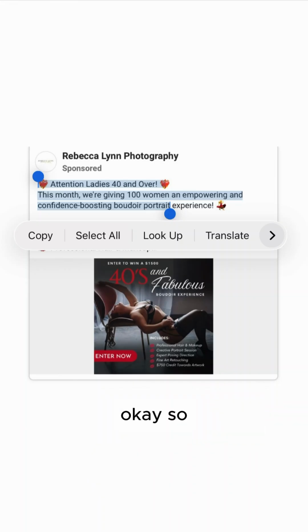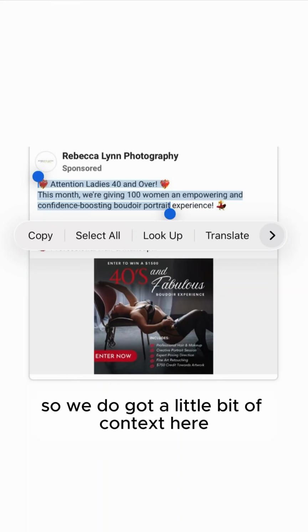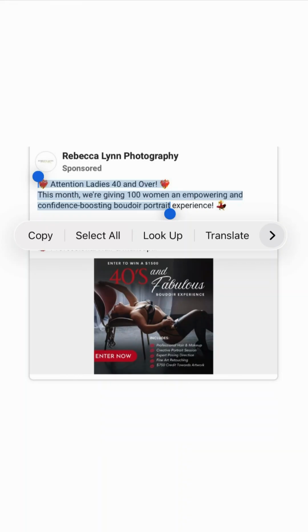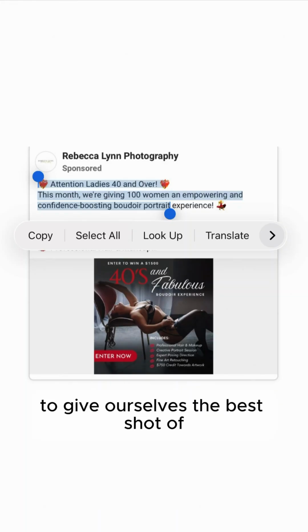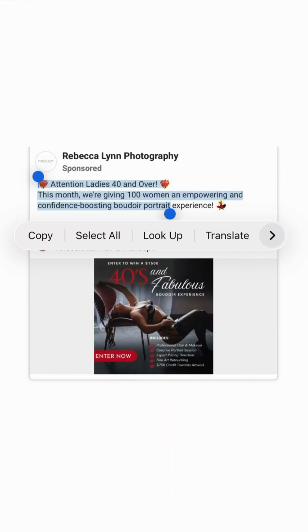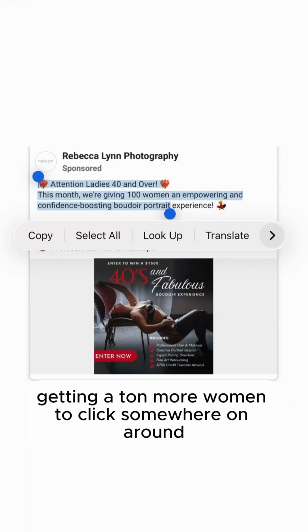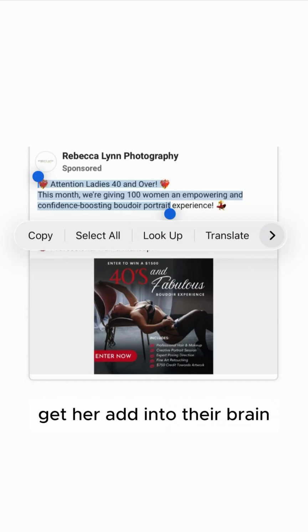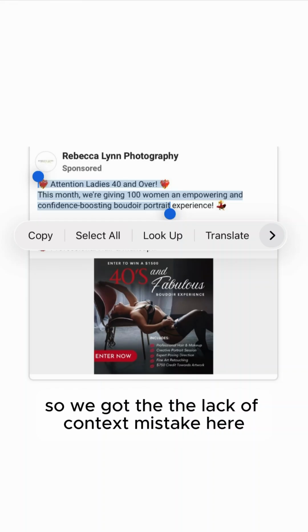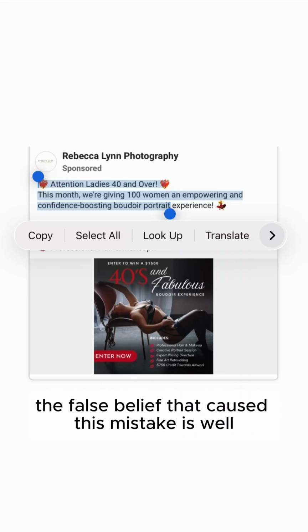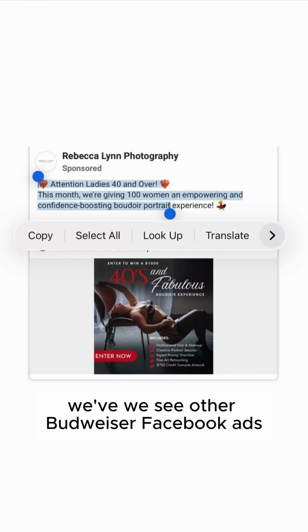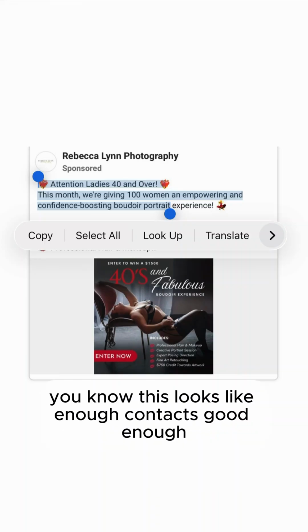Okay, so we do got a little bit of context here, not as much as we need, though, to give ourselves the best shot of getting a ton more women to click somewhere on our ad and get our ad into their brain. So we got the lack of context mistake here. The false belief that caused this mistake is, well, we see other boudoir Facebook ads. This looks like enough context, good enough.